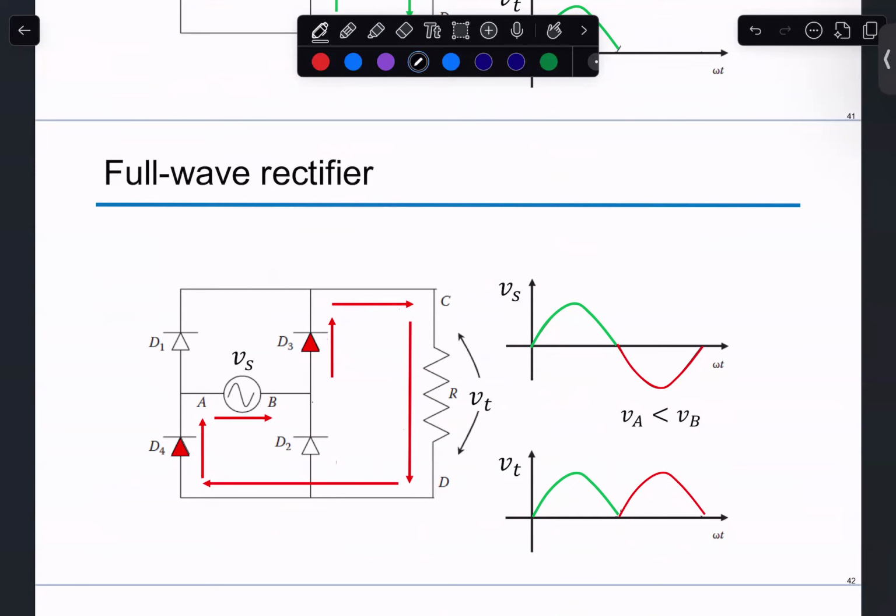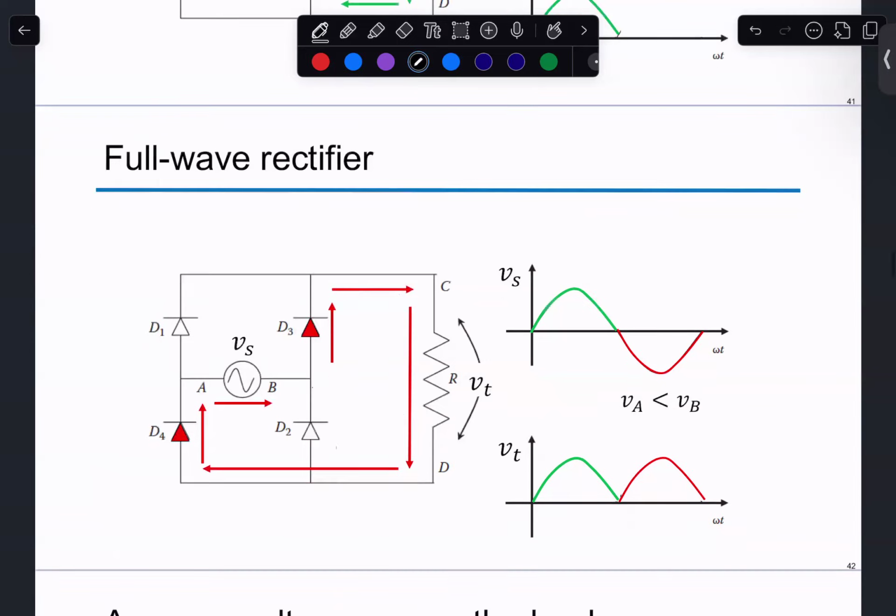So it flips from negative to positive. Right? So we can trace this across. This is accomplished by using four diodes instead of one. The half-wave rectifier misses half, but only requires one diode. In this case, we can get the entire waveform, but now at the cost of requiring four diodes.